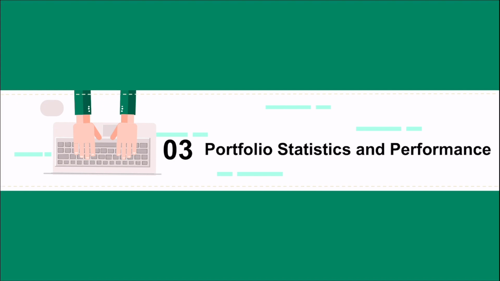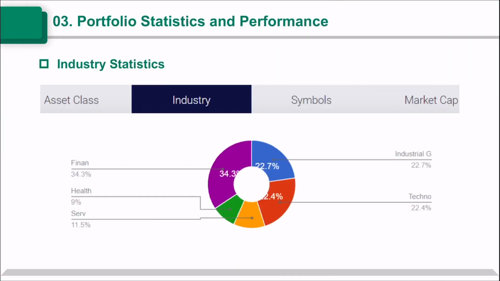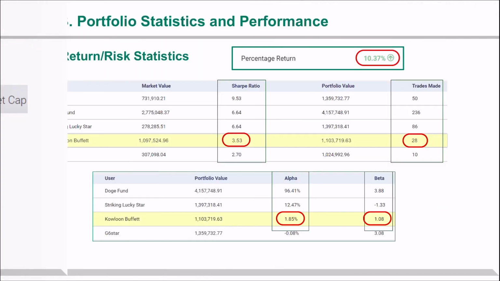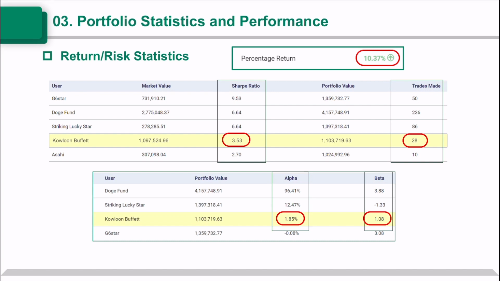The third part is the portfolio statistics and performance. For those companies we pick, we can find 34.4% of them are financial companies and 22.7% of them are industry goods companies. Our return has achieved 10.37% return in total. The portfolio also has achieved a 3.53 Sharpe ratio, 1.85% alpha, and 1.08 beta.